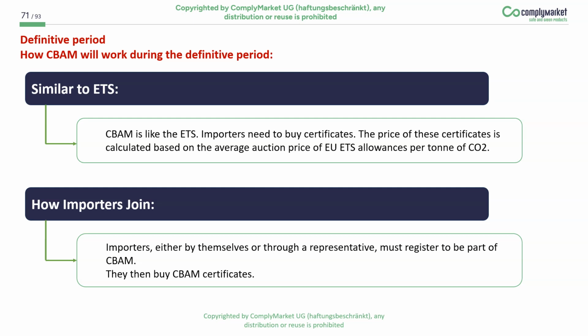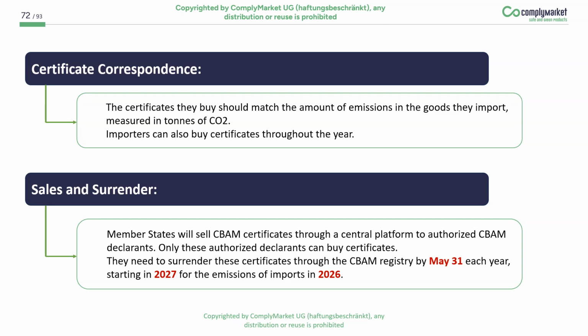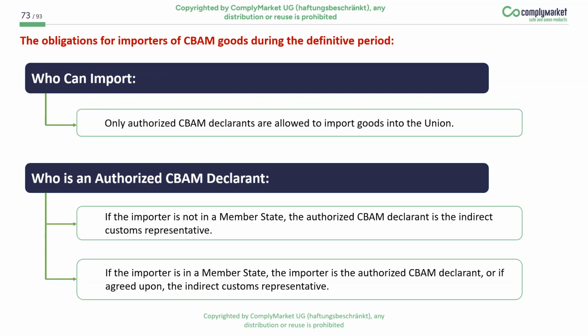After the transitional period, when we come to the definitive period, we will need to work similar to ETS. So you need to buy certificates like in the ETS system, and for 2026, you will buy certificates by end of May 2027. And after that, only authorized CBAM declarants are allowed to import the goods. Otherwise, you cannot do business in the EU. You will be blocked in customs.